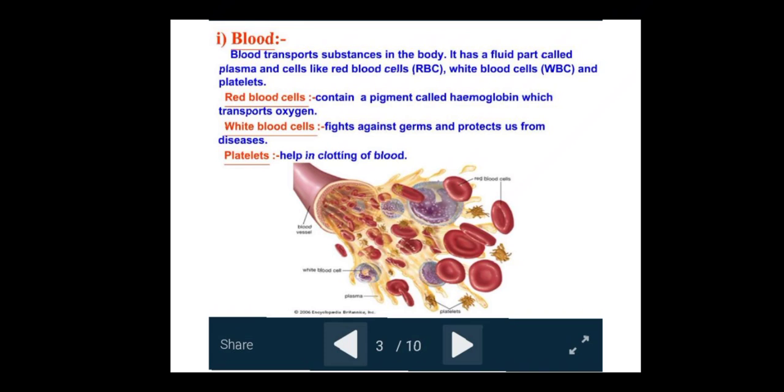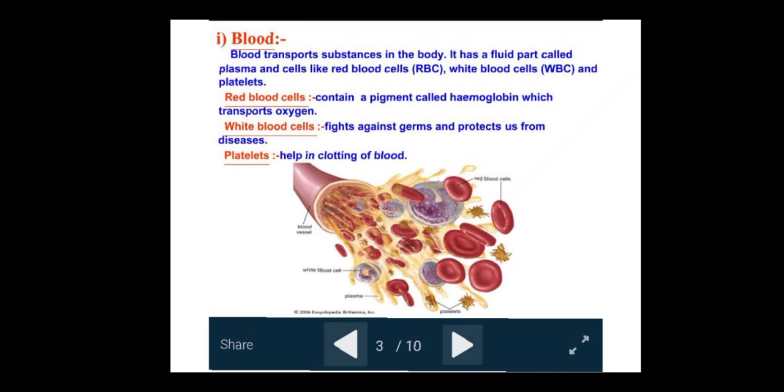Now what is blood? We all have seen that we have blood, but in blood what are the things that are present? Blood transports substances in the body. Its fluid part is called plasma, and the cells are red blood cell and white blood cell. So red blood cell is RBC and white blood cell is WBC, and the platelets.